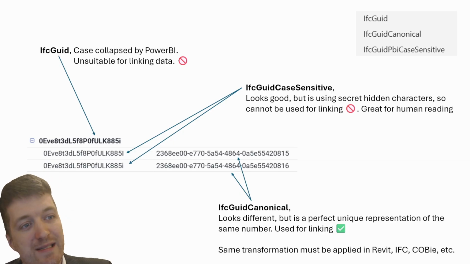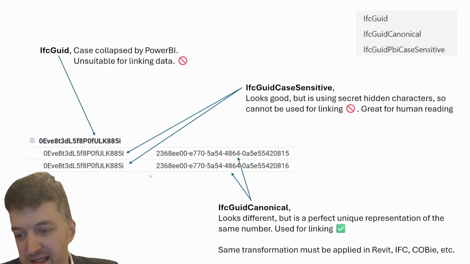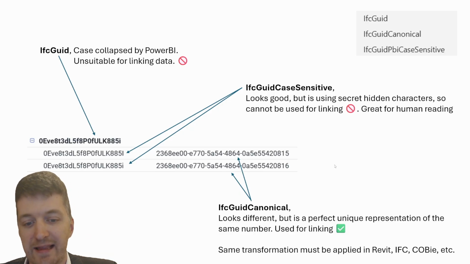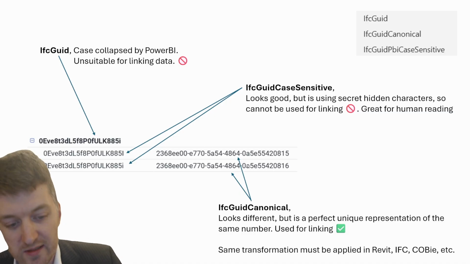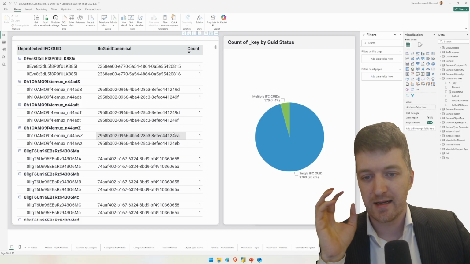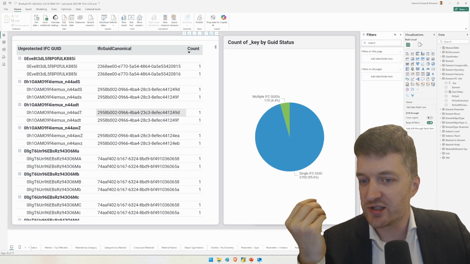So this is what it looks like at the end. You have the three options. And when you look at the relation, you see the original here that has been collapsed. You see the ones that looked fixed, but cannot be used for linking because they're using secret hidden characters. And then you see the canonical, which can be used for linking and is a perfect data connection. Now let's look at a model real quick and try to understand why this happens so often.